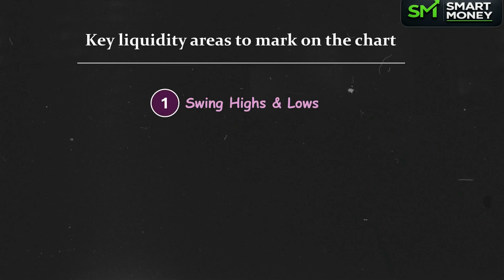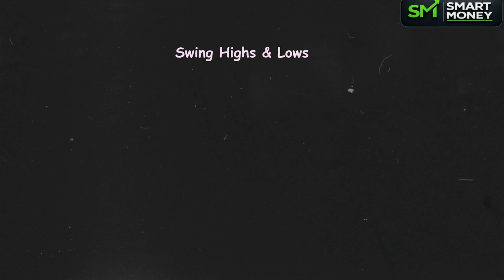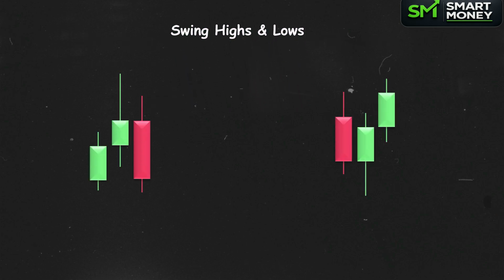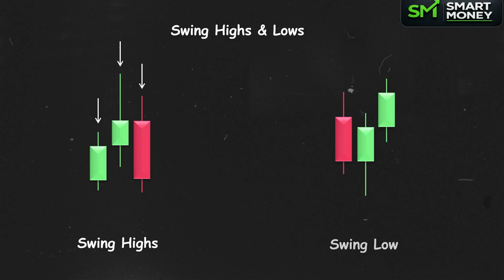We've mentioned these terms many times, but what do they actually mean? Swings are price turning points where three candles form a specific pattern. A swing high occurs when the middle candle makes a higher high than the candles on both sides. A swing low occurs when the middle candle makes a lower low than the candles on both sides. The pattern is only confirmed once the third candle closes.